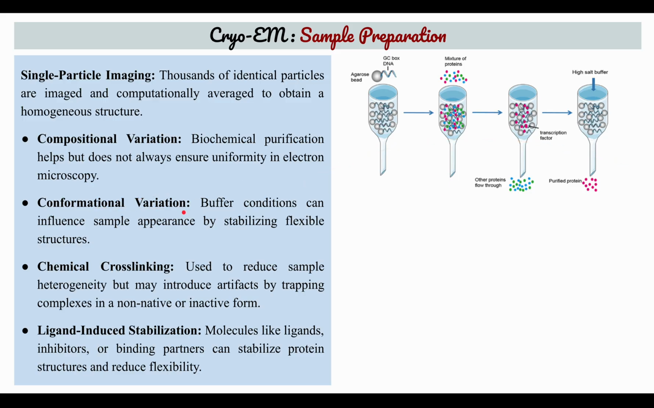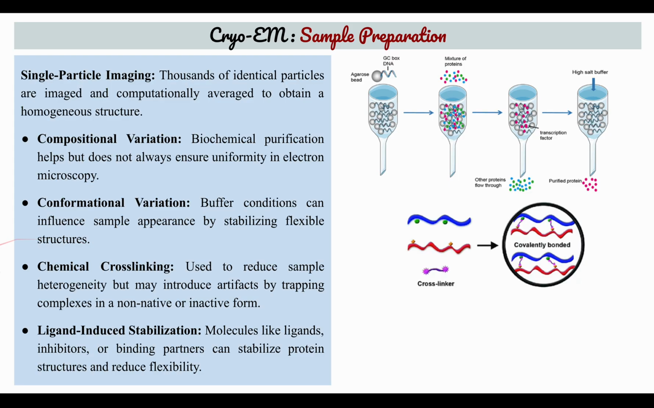The second thing is conformational variations. Buffer conditions can influence the sample appearance by stabilizing the flexible structures. So if you have a protein which is very flexible, you can use certain buffer conditions so that they stabilize that flexible structure. The second thing you can do is chemical cross-linking, in which you can use a cross-linker which can cross-link the different units of a protein so that it remains stabilized. It does not move much, so that a proper structure can be visualized.